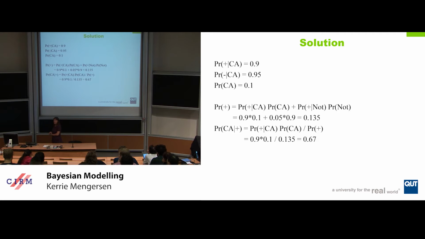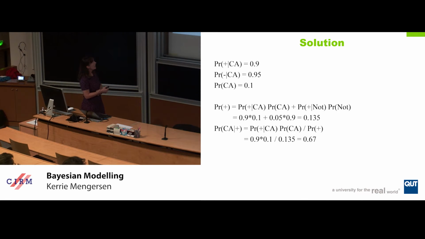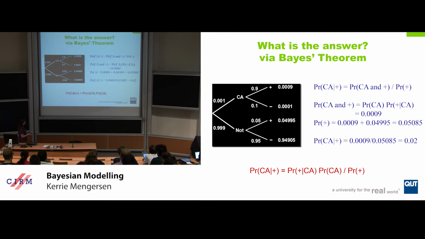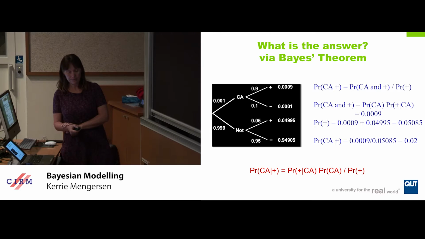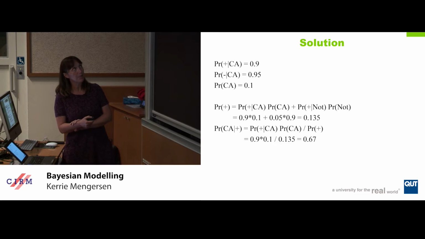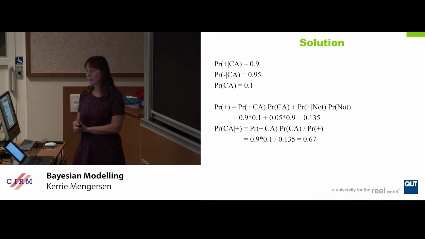Yeah? Okay. So we have the probability of cancer as 0.1, and for the probability of it being positive, we go through the same process and get 0.135. That gives the probability of cancer given that it's positive. And I'm sorry, on the previous slide I neglected to put the denominator down here. So the probability of it being cancer given that it's positive is 0.9 times 0.1, divided by the probability of it being positive, and we should get 0.67.